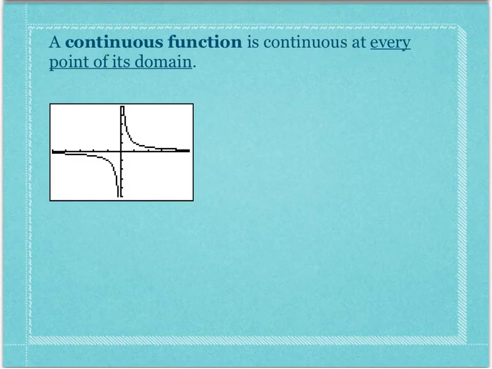Now a couple other miscellaneous things to mention here. A continuous function is continuous at every point of its domain. So for instance, if we have this particular function right here, which is y equals 1 over x, and I've shown the graph of that. Obviously something goofy is going on at 0. There is one of those infinite discontinuities there.